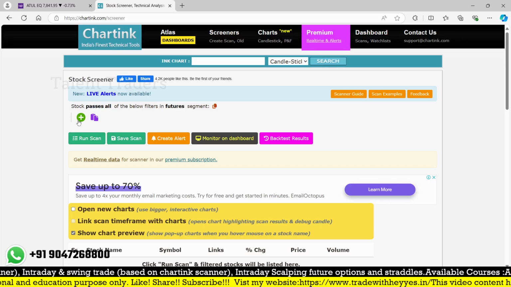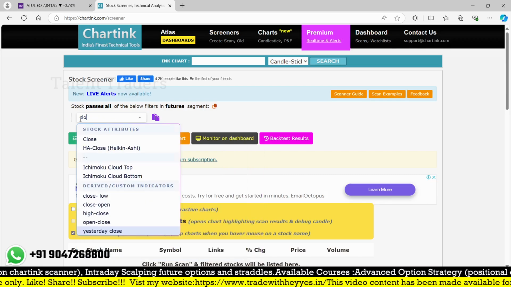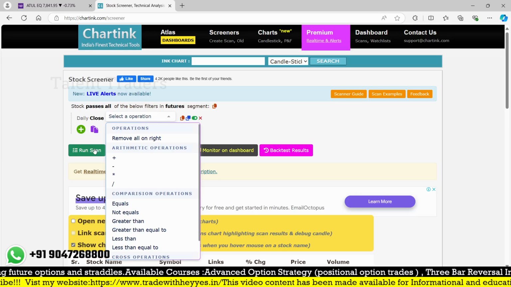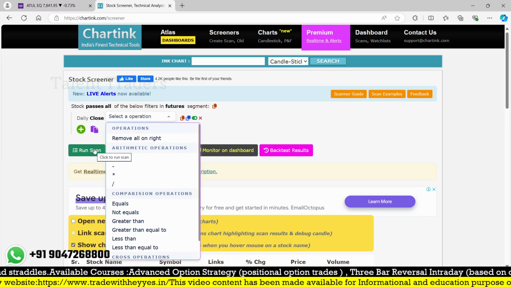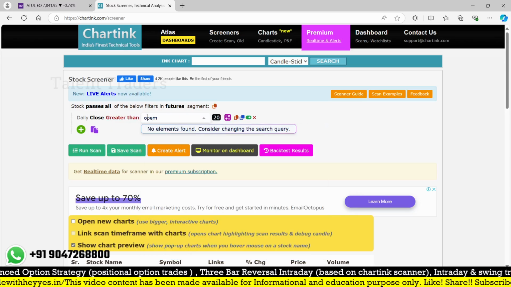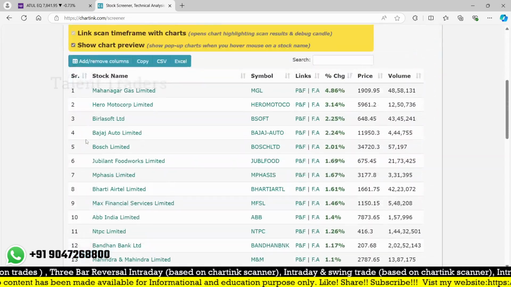The condition is that the first day should be a bearish day, so we simply use the close condition. Today is a bullish day, which means the close is greater than the open. The close must be greater than the same day's open. That would be a bullish day. So how many stocks are bullish today?